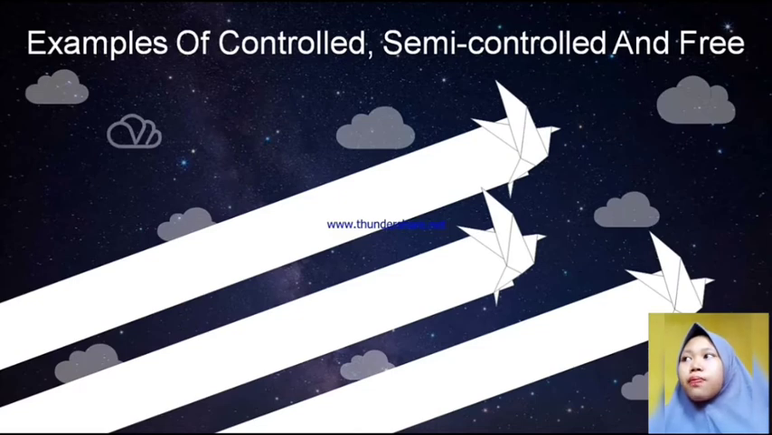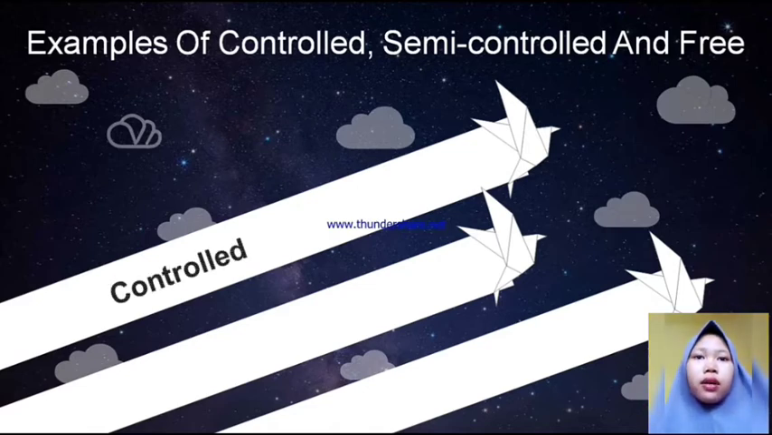And the next, here are the examples of controlled, semi-controlled, and free. For the first, controlled, the examples of controlled are drill, dictation, and copying. Drill is a typical language activity involving fixed patterns of teacher prompting and student responding. Dictation, students writing down orally presented text, and copying, students writing down text presented visually.